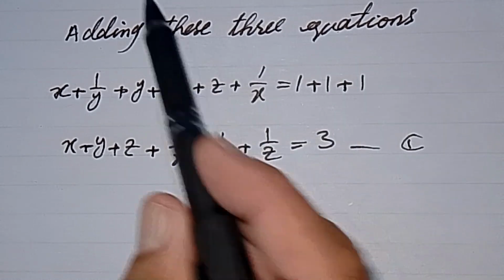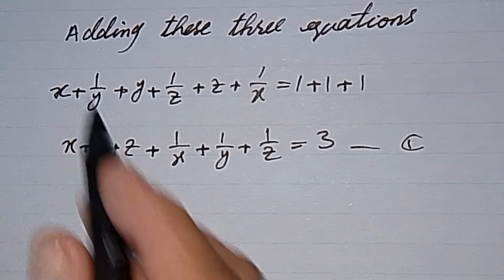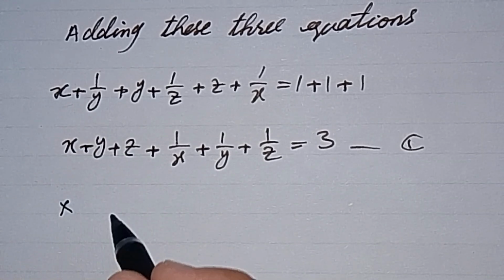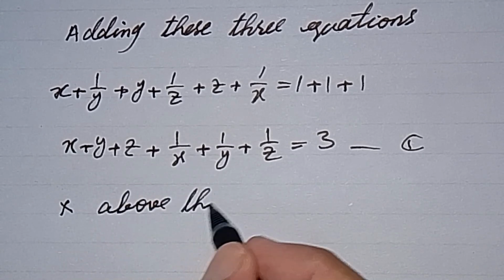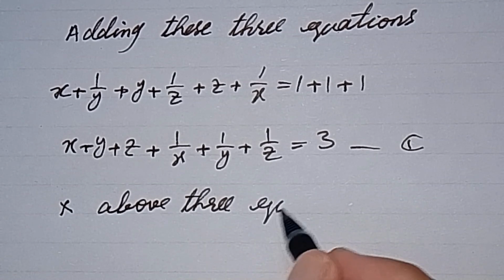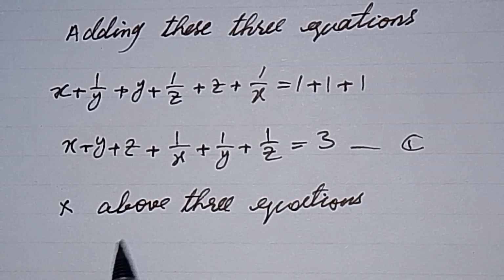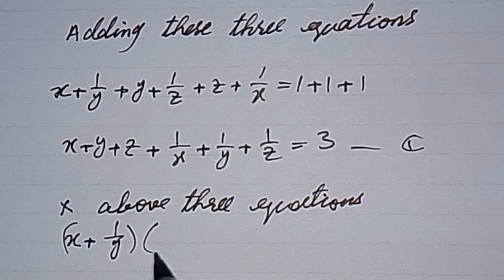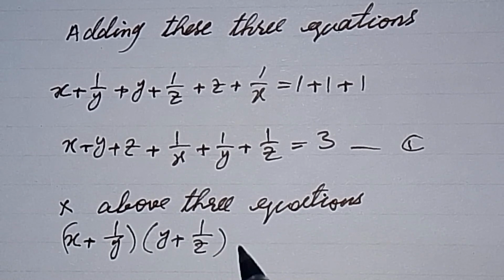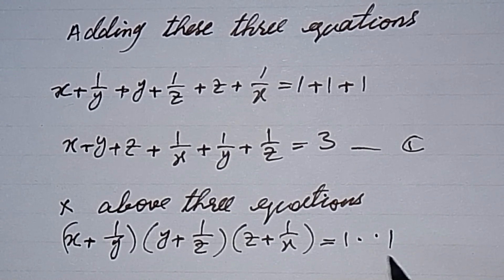Now multiplying these three equations, multiplying above three equations. x plus 1 over y, y plus 1 over z, z plus 1 over x is equal to 1 into 1 into 1.